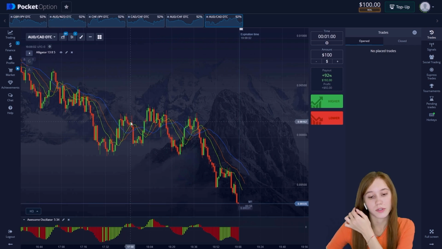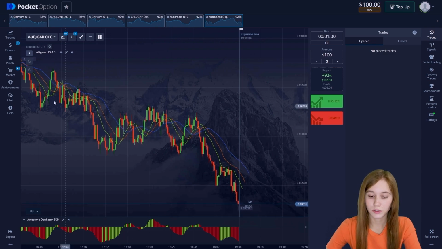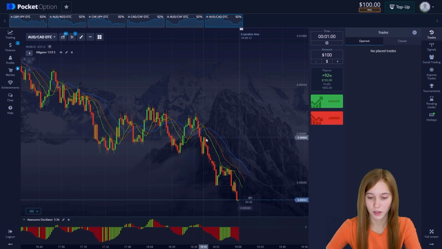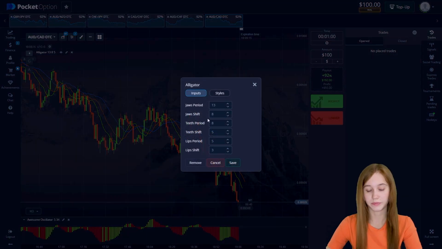So we will use technical analysis and 2 indicators. The first is Alligator. These settings.